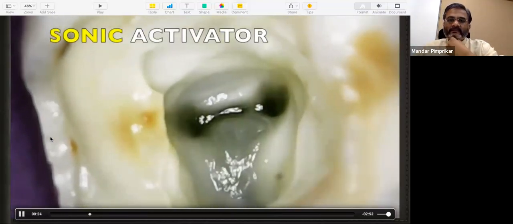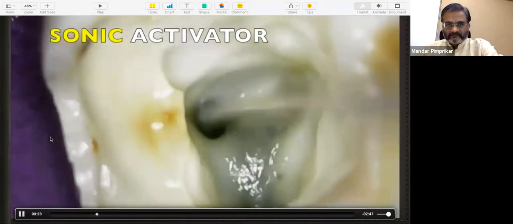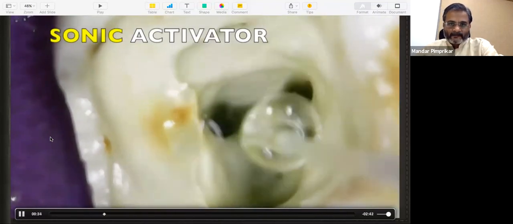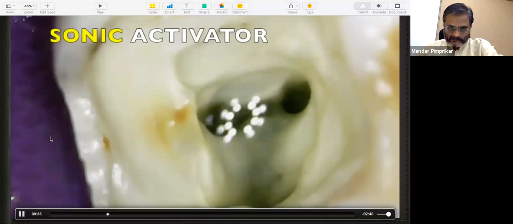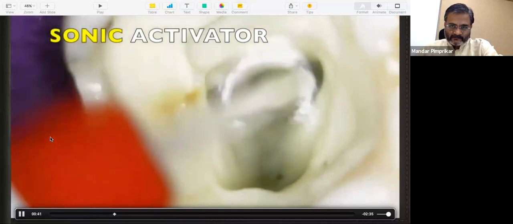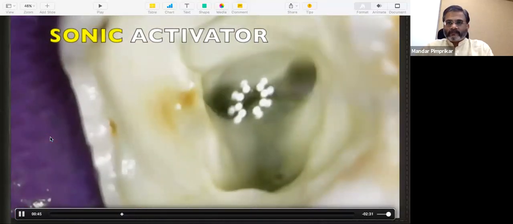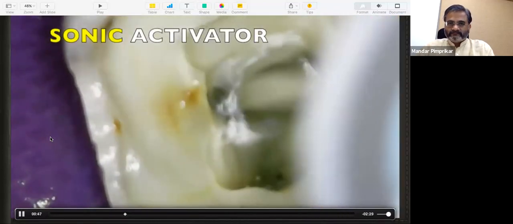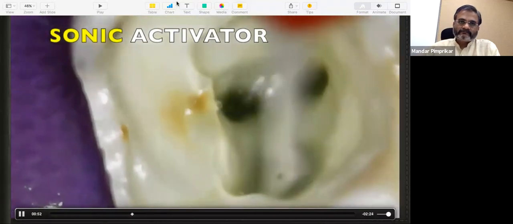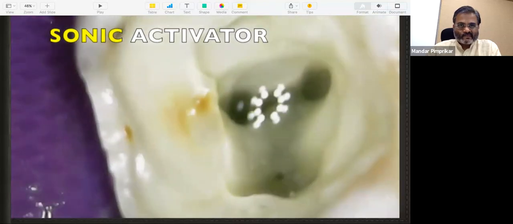Currently, you're looking at a form of sonic activation, which is an amplitude-based system. The tips are made of polymer, which are flexible. As you can see, this sonic activator at its maximum frequency produces a very weak cavitation effect and hardly generates any shear stress on the canal walls to remove the debris out.